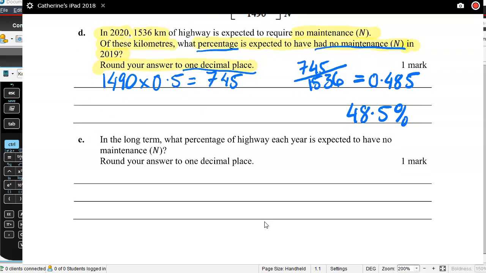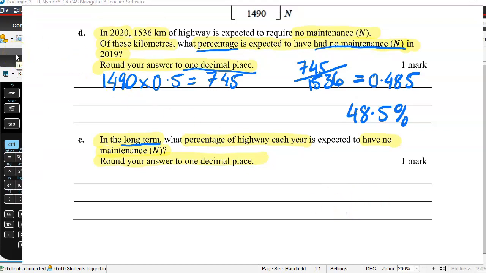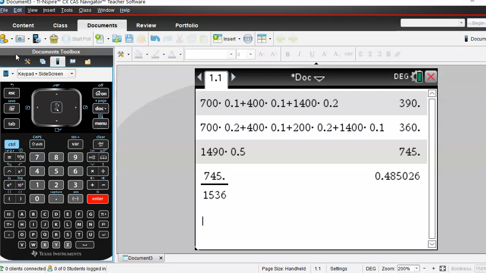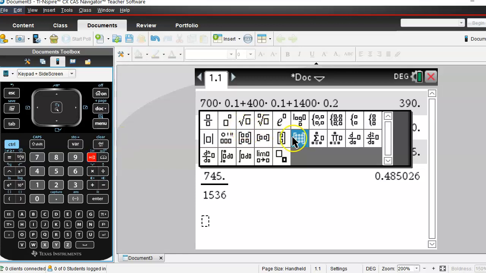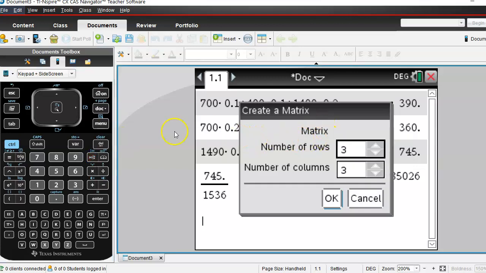So, in the long term, so this is our steady state, what percentage of highway each year is expected to have no maintenance? Round your answer to 1 decimal place. So let's go here. First, putting in our transition matrix, it's a 4x4.